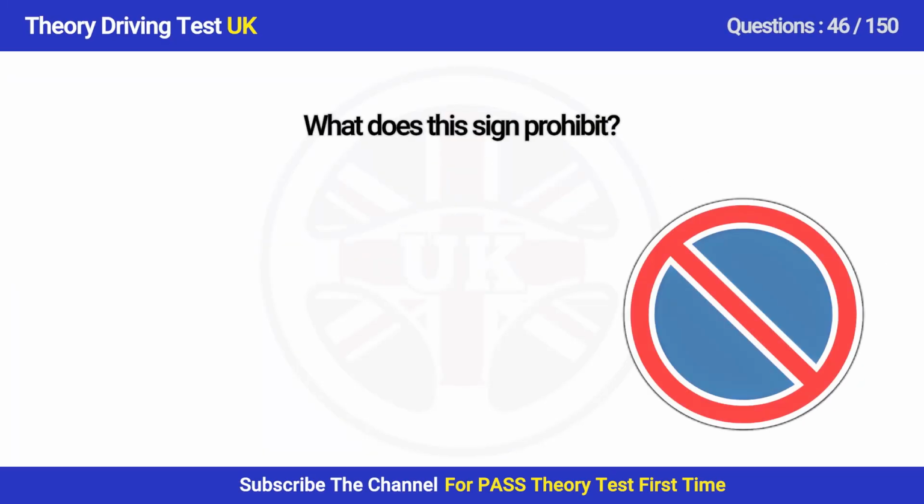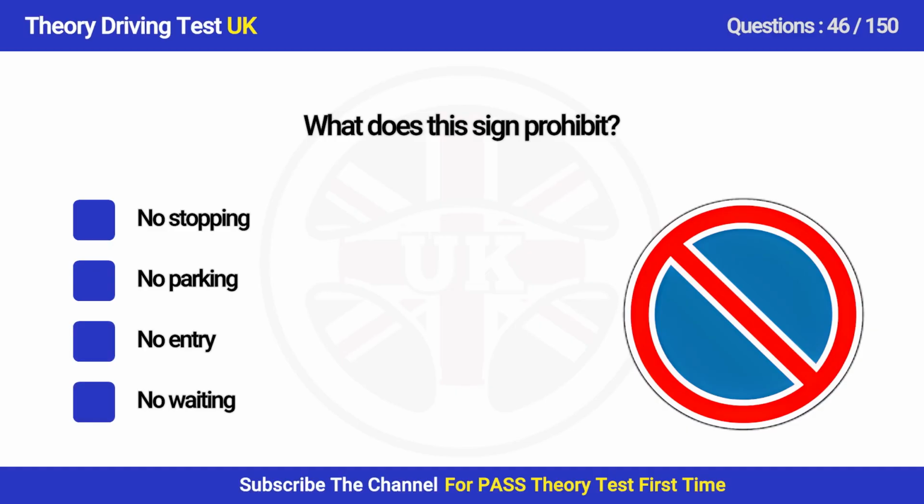Question 46. What does this sign prohibit? A. No stopping. B. No parking. C. No entry. D. No waiting.